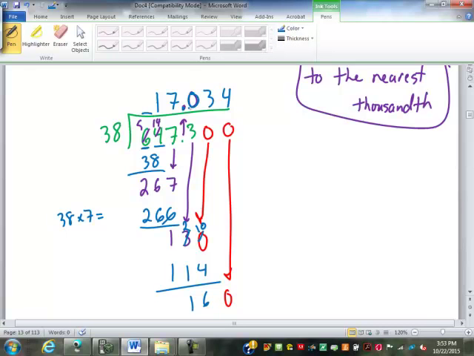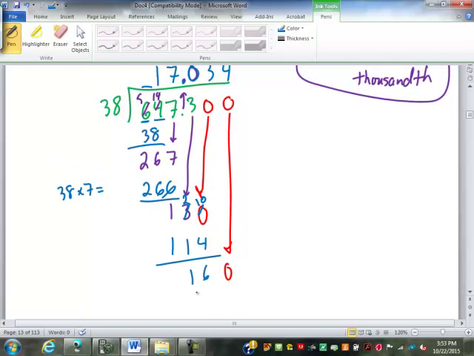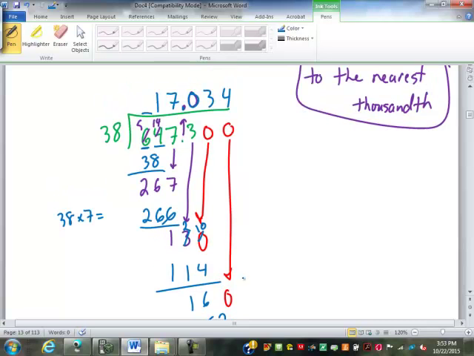That's bugging me to have that 0 a different color. So 4 times 38 is 152. Good. We subtract to get 8. Are we done now since we're at the thousandths digit? What do we have to do? Keep adding zeros. Why?